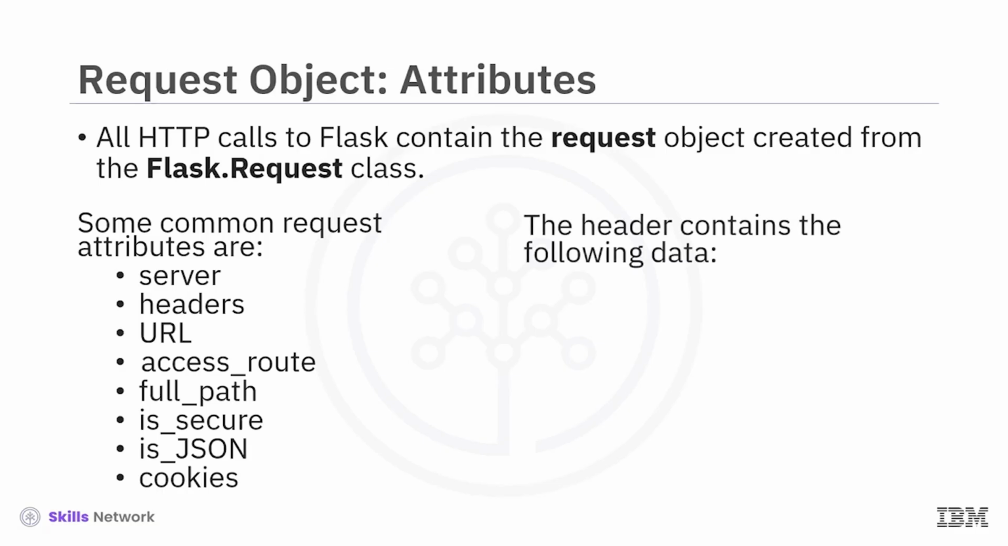In addition, you can access the following data from the header. Cache-Control holds information on how to cache in browsers. Accept informs the browser what kind of content type is understood by the client.